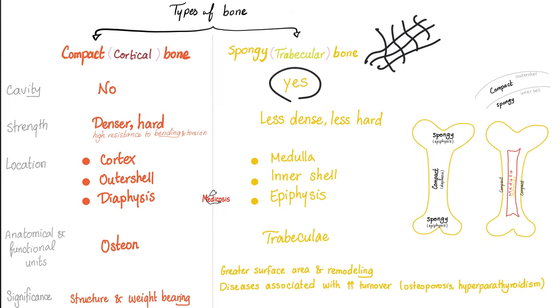Where do I find compact bone? On the outer crust of the bone. Oh, the outer crust has to be compact to make it tough. The outer shell, compact bone. The diaphysis, compact bone. But you find the spongy or trabecular bone in the medulla, which is at the core of the bone. This is where you find the bone marrow. And the bone marrow needs what?